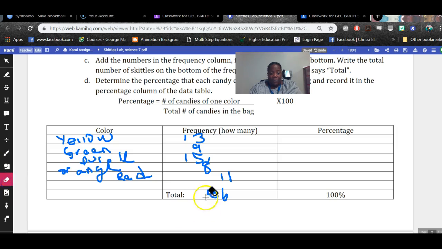Wow, that 5 looks horrible. I'm going to redo it. So this bag had 56 Skittles altogether. Your number is going to be completely different, remember, because you're putting how many yellows you got, how many green you got, not what I got. You're putting how many purple you got, how many orange you got, and how many reds you got.